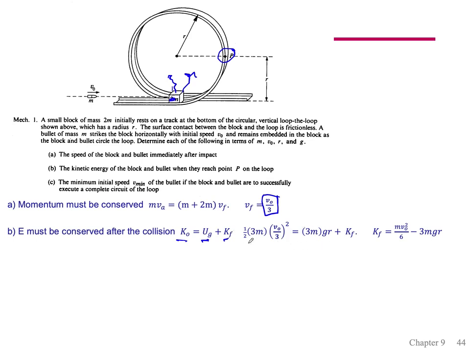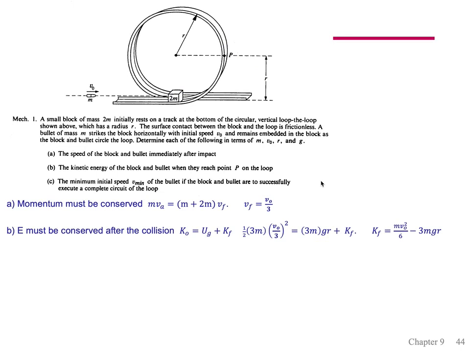is going to be. So plugging in our numbers, 1/2 mass, which is now 3m, times the initial velocity, which we know is v0 over 3, squared, equals its GP at this point. Remember, its mass is going to be 3m, because it's got the bullet embedded in it. Its height is r. So mgh plus the final kinetic energy. And if you solve for the final kinetic energy, just rearranging this equation, it's just mv0 squared over 6 minus 3mgr. This reduces down to m v initial squared over 6.